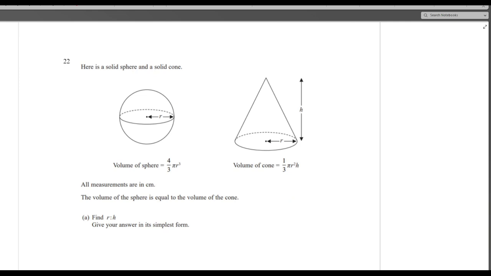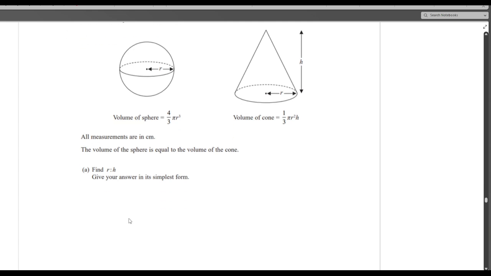Here is a solid sphere and solid cone. We can see all the measurements are in centimeter. The volume of the sphere is equal to the volume of the cone. Find r ratio h. So volume of sphere, it is given, 4 divided by 3 pi r cube is equal to volume of cone, 1 divided by 3 pi r square h. So everything is given. Now see, this denominator 3 will cancel, this pi will cancel, this r square will also cancel. So basically I have 4 times r is equal to h.